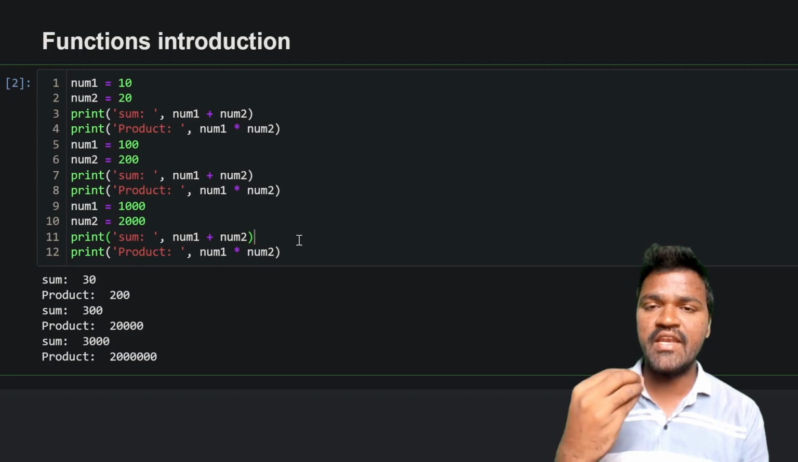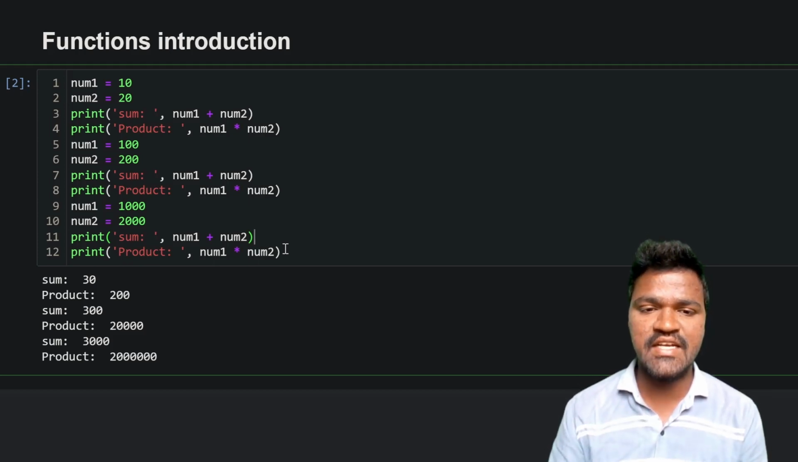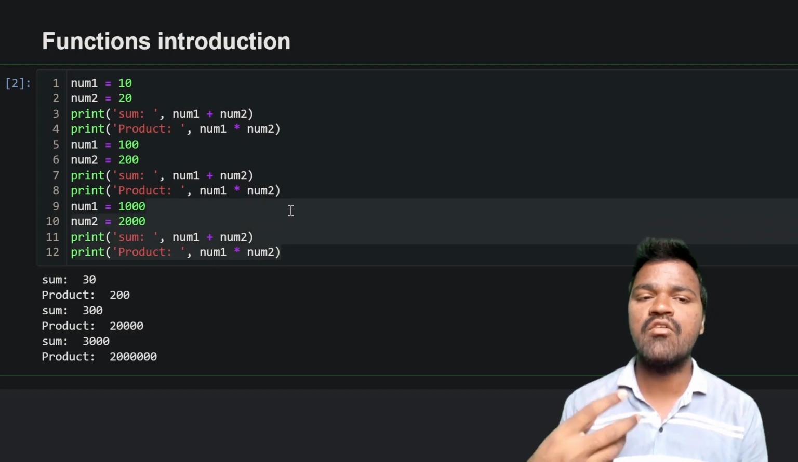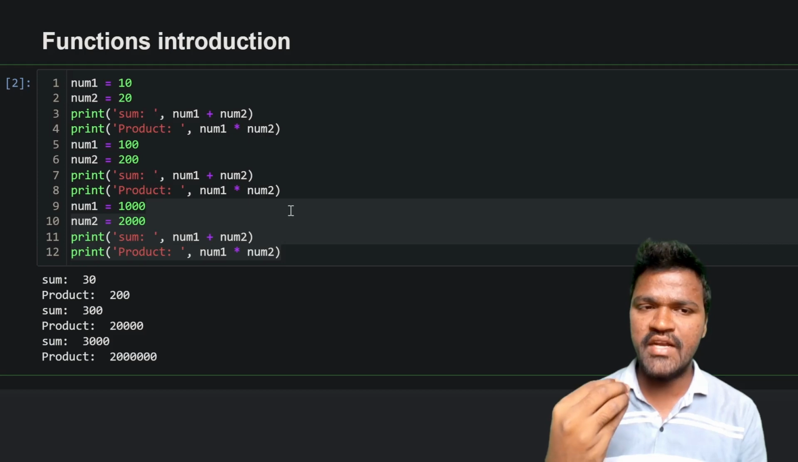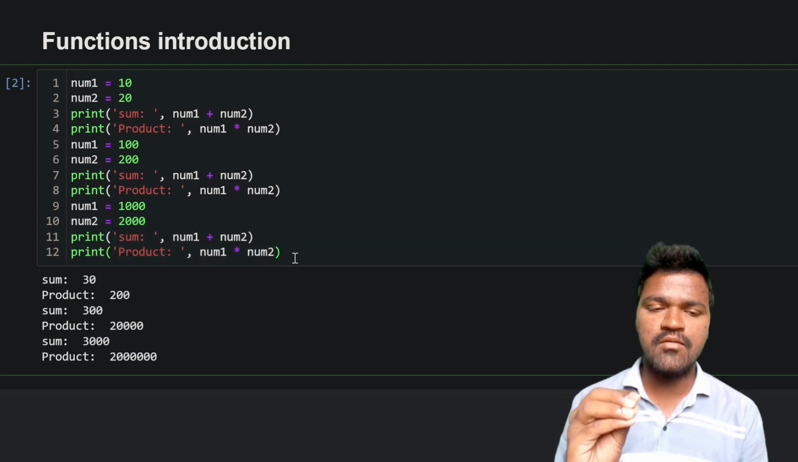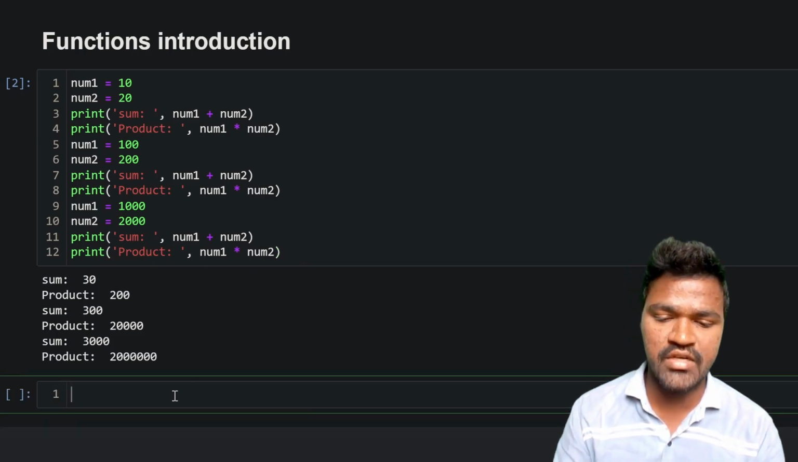So for that we can use functions, and we can reduce this redundant code, and we can reuse the code whenever and how many number of times that we wanted. So let us go ahead and see how we can develop the same code using functions. So we can reduce the same code by using functions.